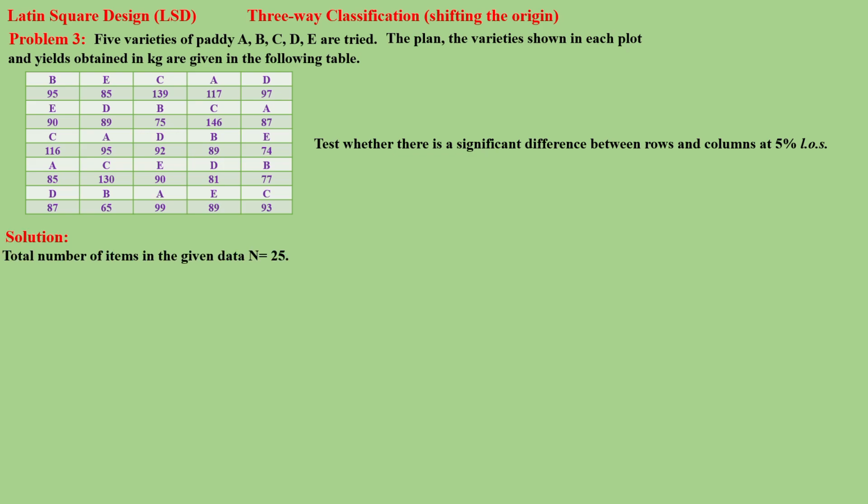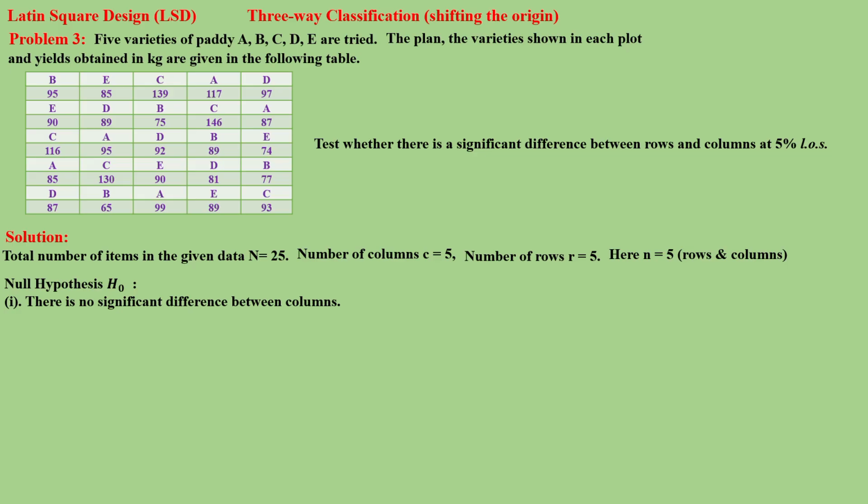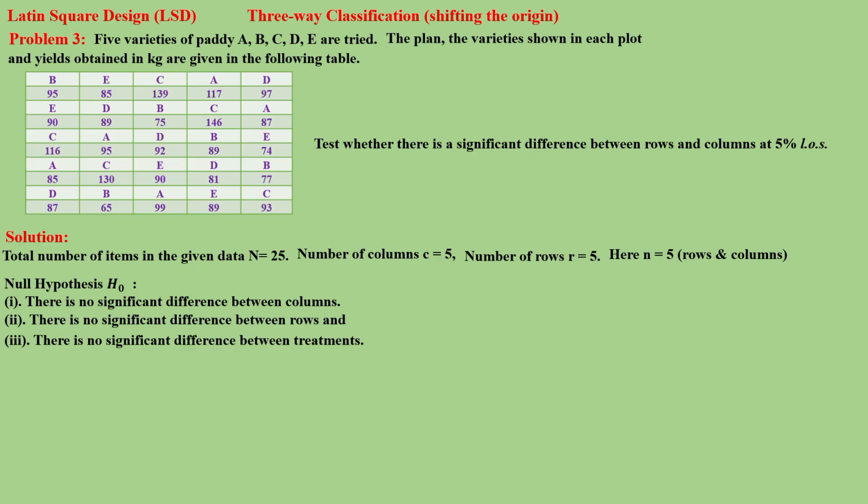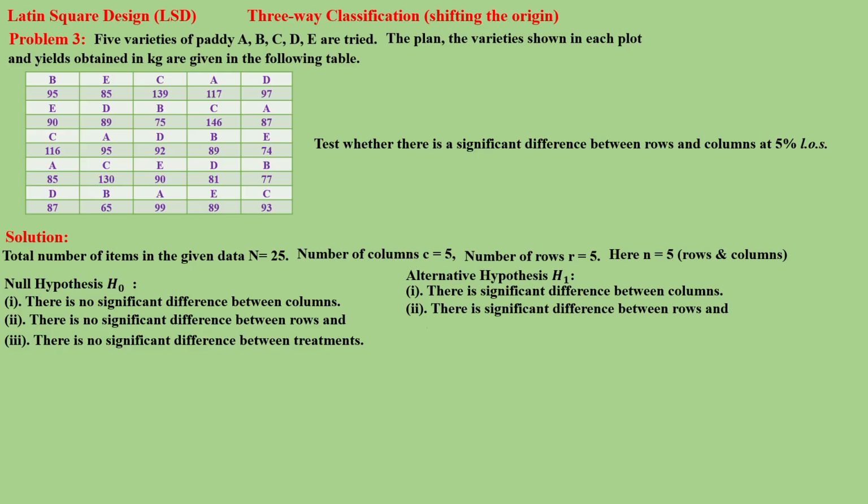So total number of data n is equal to 25, number of rows which is equal to number of columns which is equal to n is equal to 5, right? So null hypothesis: there is no significant difference between columns, there is no significant difference between rows, there is no significant difference between the treatments, right? Treatments are letters A, B, C, D, E. Alternative hypothesis: there is significant difference between columns and between rows, and there is significant difference between treatments or letters.